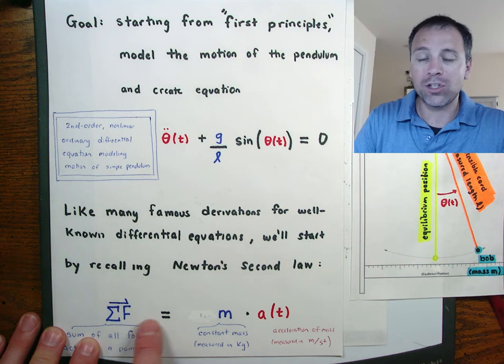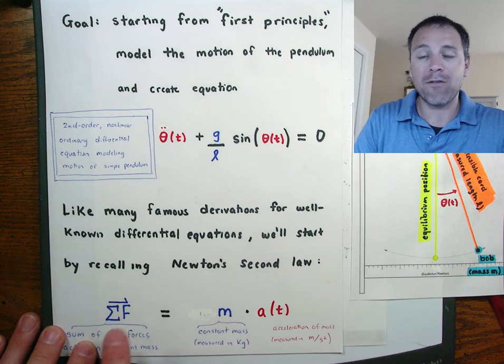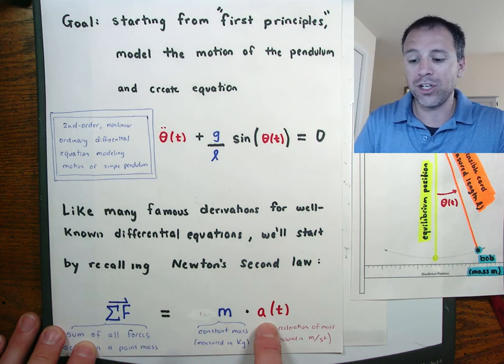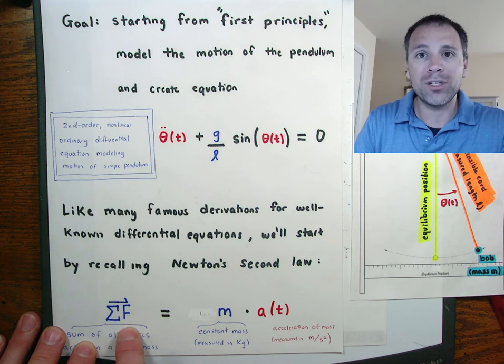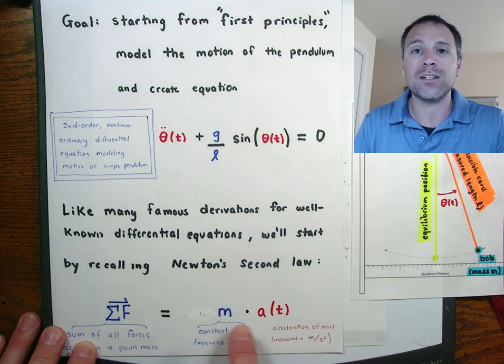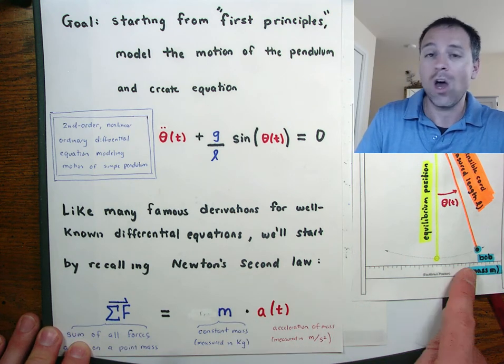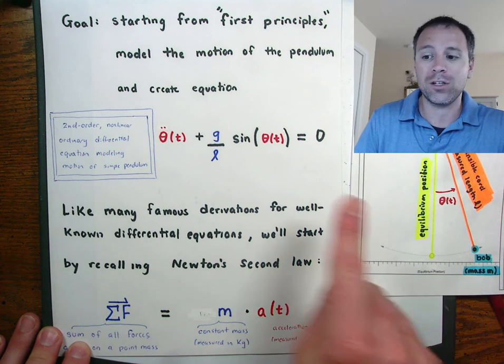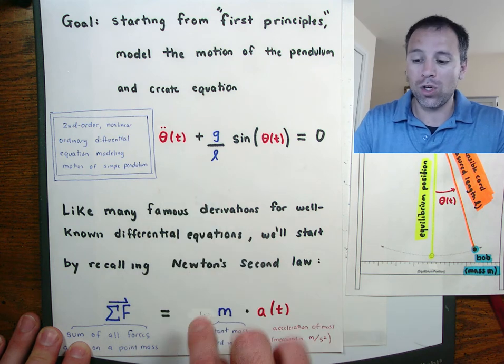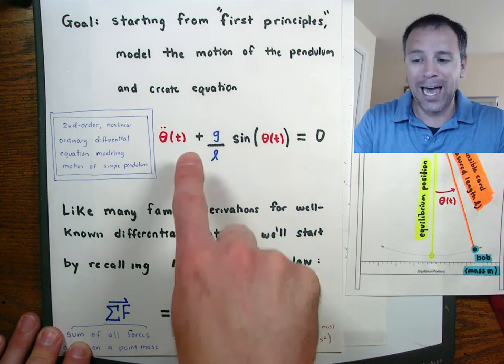Somehow we're going to be able to translate the idea that force equals mass times acceleration. The net force on an object is the mass of that object times the acceleration of that object. Somehow we're going to have to translate this equation for the dynamics of this pendulum into this statement. That's the goal. Use this as a first principle and get that out.